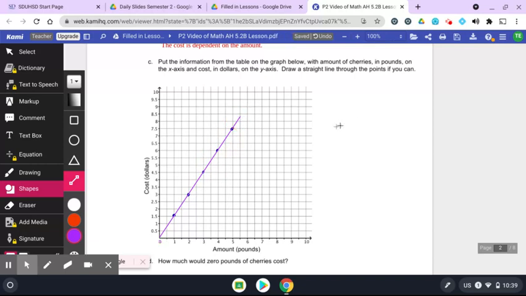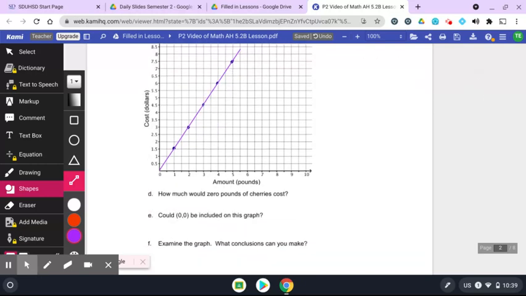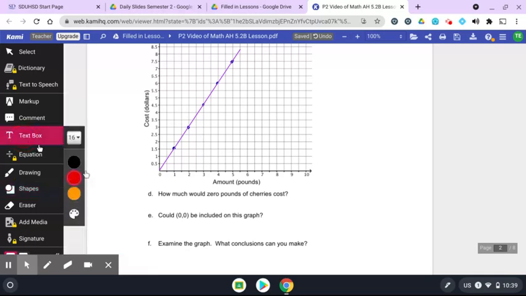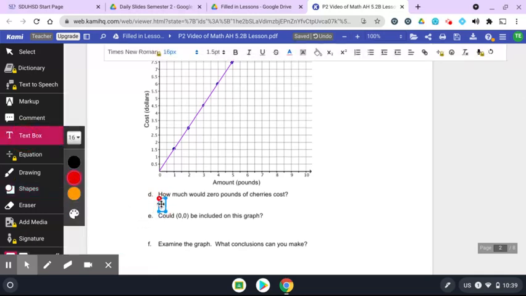Okay, when it's proportional, we're going to see a line through the origin. How much would 0 pounds of cherries cost? Well, I'm not going to get charged for cherries if I don't have any cherries. So this is $0. That's important because proportionals have to go through 0, 0, even though mine doesn't look perfect there. Could 0, 0 be put on the graph? Yes.